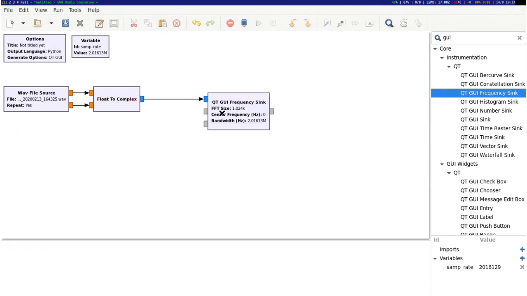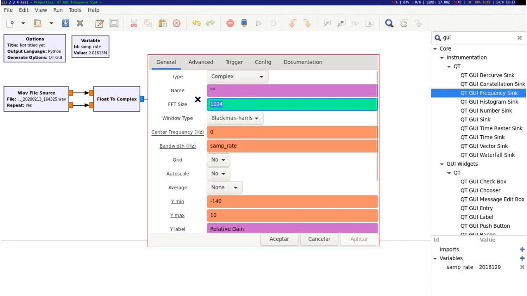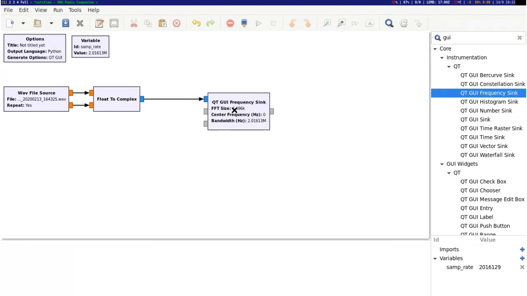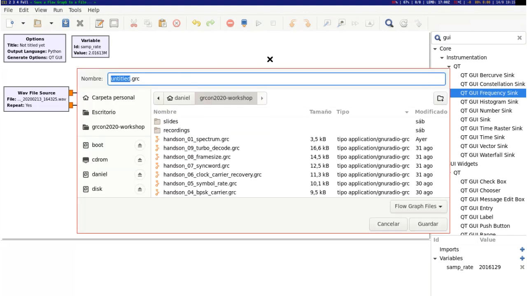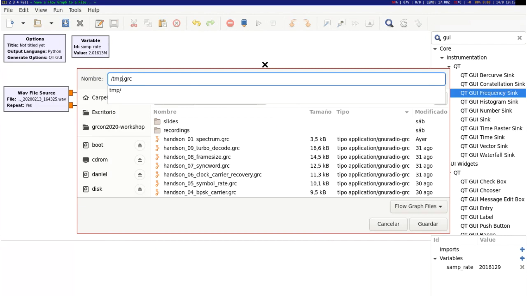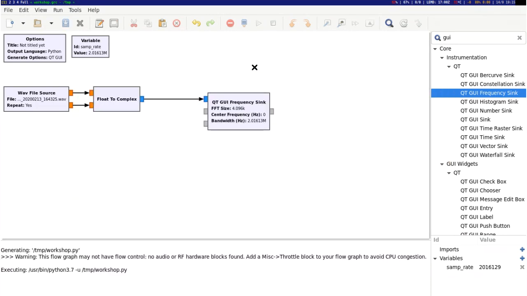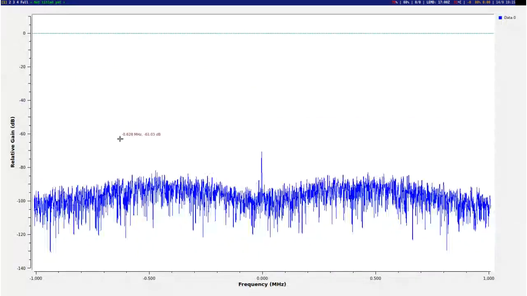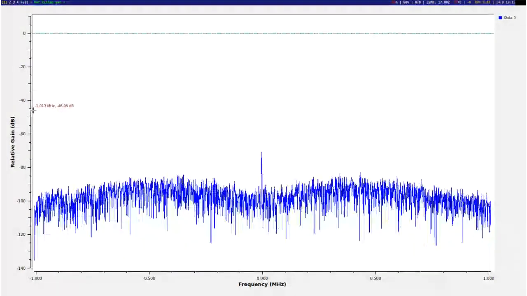One thing I like to change is the default FFT size. I like to use 4096 points. This will give me better resolution on the spectrum. And now I can run. This will ask me to save my flow graph somewhere. So there we see it's running, and this is the spectrum of the signal.